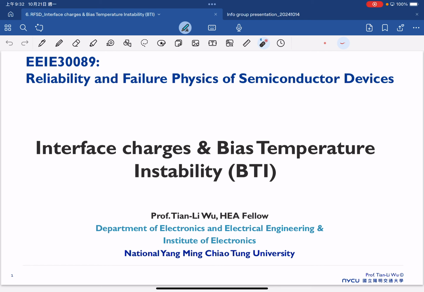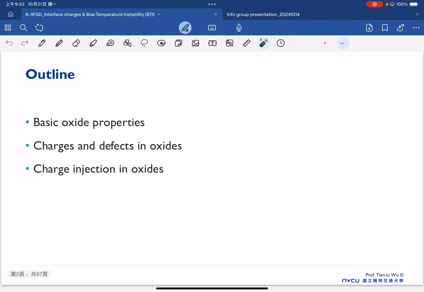Okay, good morning. So today we will start to move on to the topic-based reliability phases and phenomena. So the first issue we will discuss today is the interface charge and the bias temperature instability, or sometimes we just call it BTI. So this is the outline for today's lecture.